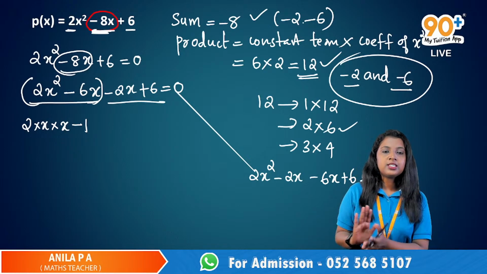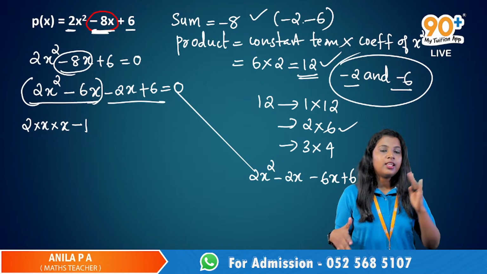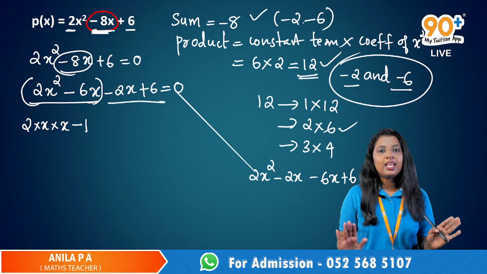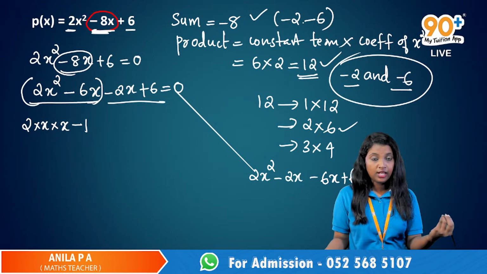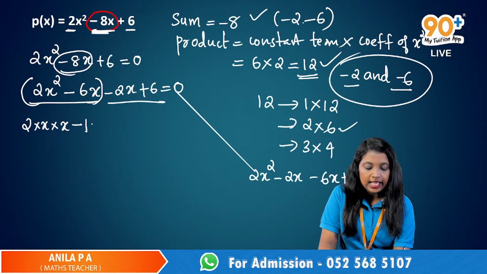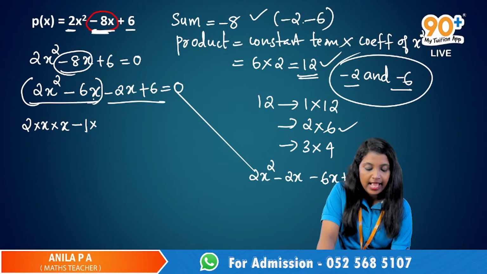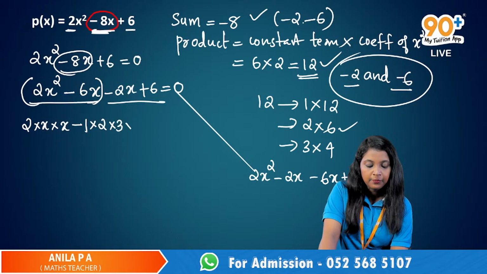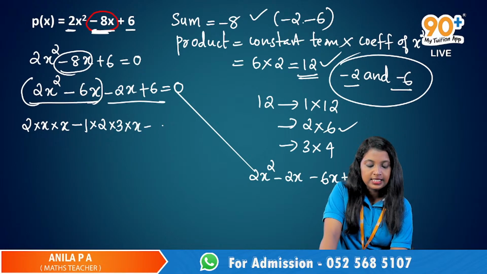Negative sign, you can represent it as negative 1, because 1000 into 1 is 1. Then any number into 1 is that number only. So we can just represent that number as negative 1 if you want, otherwise just leave that. Then what is 6? We can write the 6, or we can factorize 6 as 2 into 3. Then we have one x there. Then minus 2x plus 6.